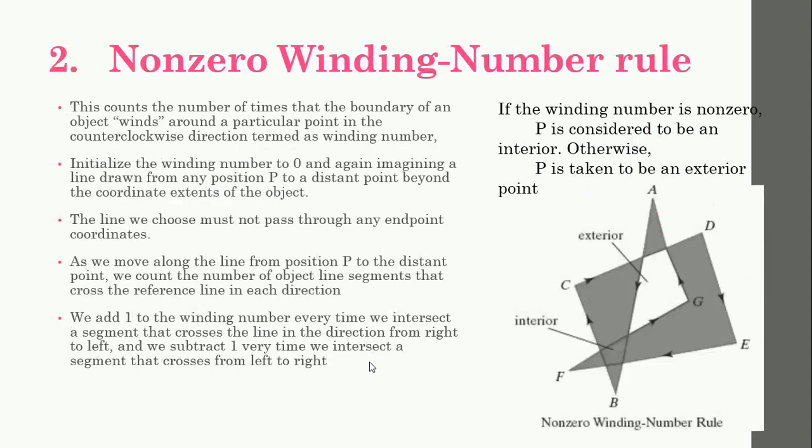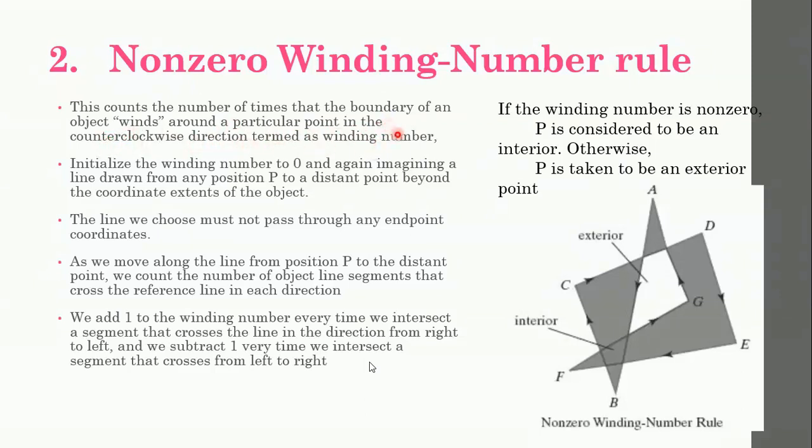One more method to identify whether the point lies within the polygon boundary or outside the polygon boundary. So let us have a look into this. This method is called the non-zero winding number rule. So you know what is meant by winding. This is another method to find out whether the point lies inside the polygon boundary or outside the boundary. Here we count the number of times that the boundary of an object winds around the particular point in the counterclockwise direction, termed the winding number.